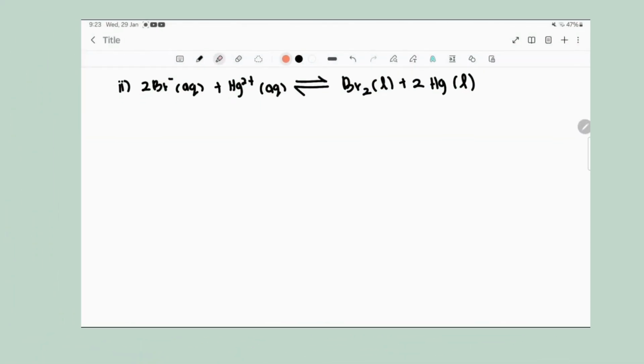Okay, next for question 2, which is 2Br minus plus Hg2 plus produces Br2 plus 2Hg. Firstly, we write the half reactions involved from the equation.